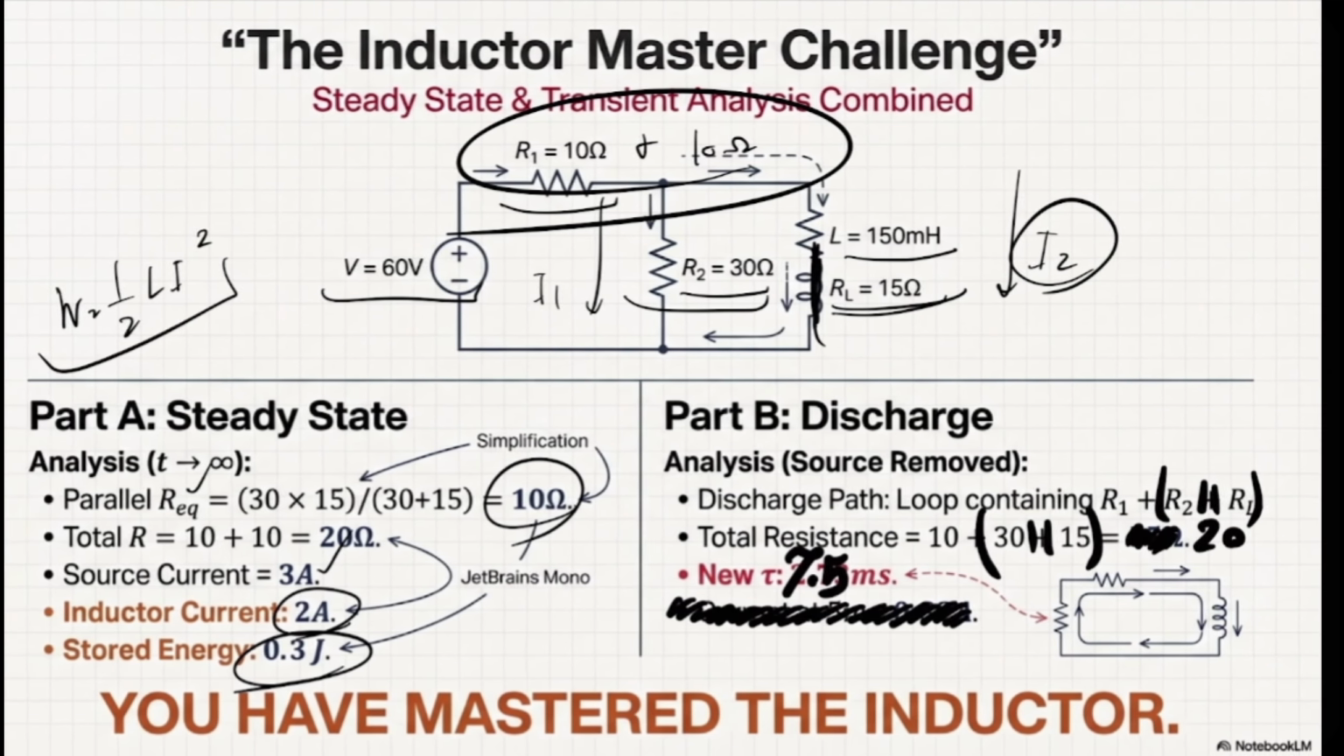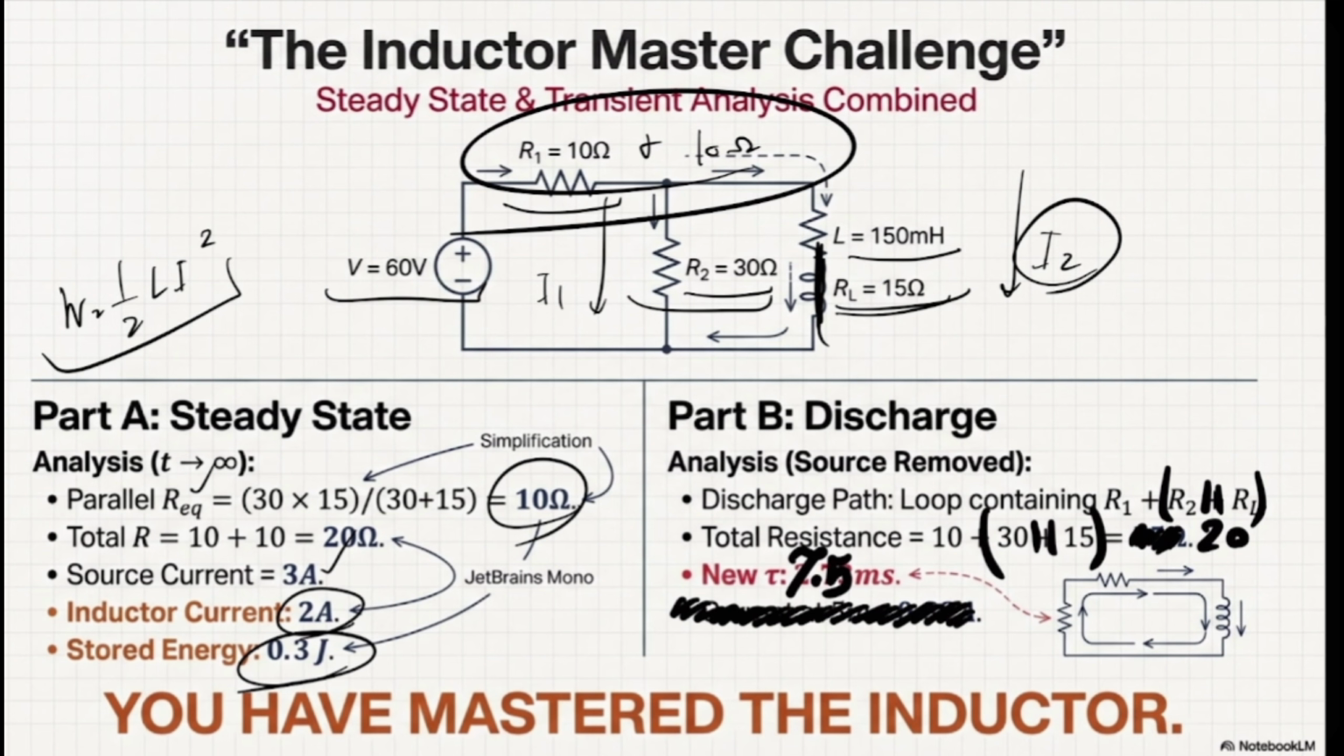So what would happen if you would like to talk about discharging? At this point, the source is gone, and it is going to act as a short circuit. So right now, my inductor is going to inject the current. How much current? We're talking about the 2 amp. At this point, we have another combination. R2 and R1 are going to be in parallel, and then RL is going to be in series with them. By calculating that, we can find it.